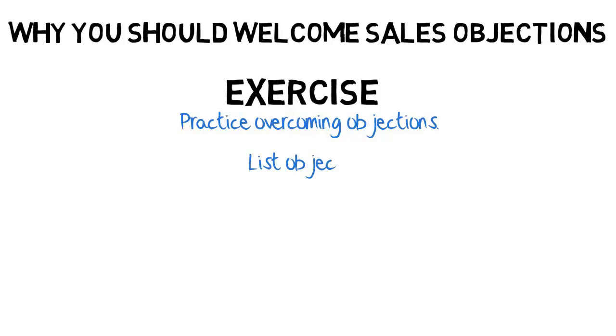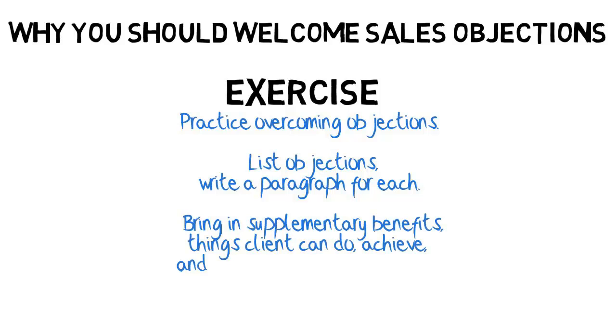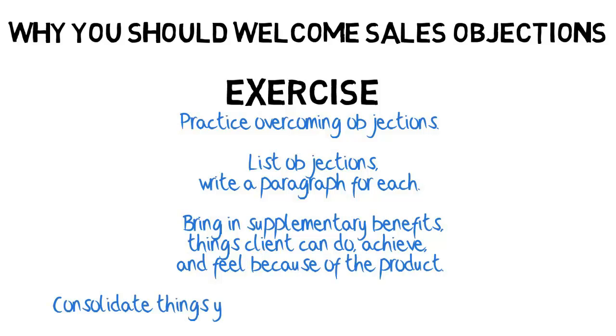Exercise. Practice overcoming objections. You should have everything you need in the material we've put together so far. Make a list of the objections you've had or can imagine and write a paragraph for each. Don't just overcome the objection, go further. Bring in supplementary benefits, other things the client will be able to do, achieve, and feel because of the product. Consolidate things you know that they want from your original questions to them.